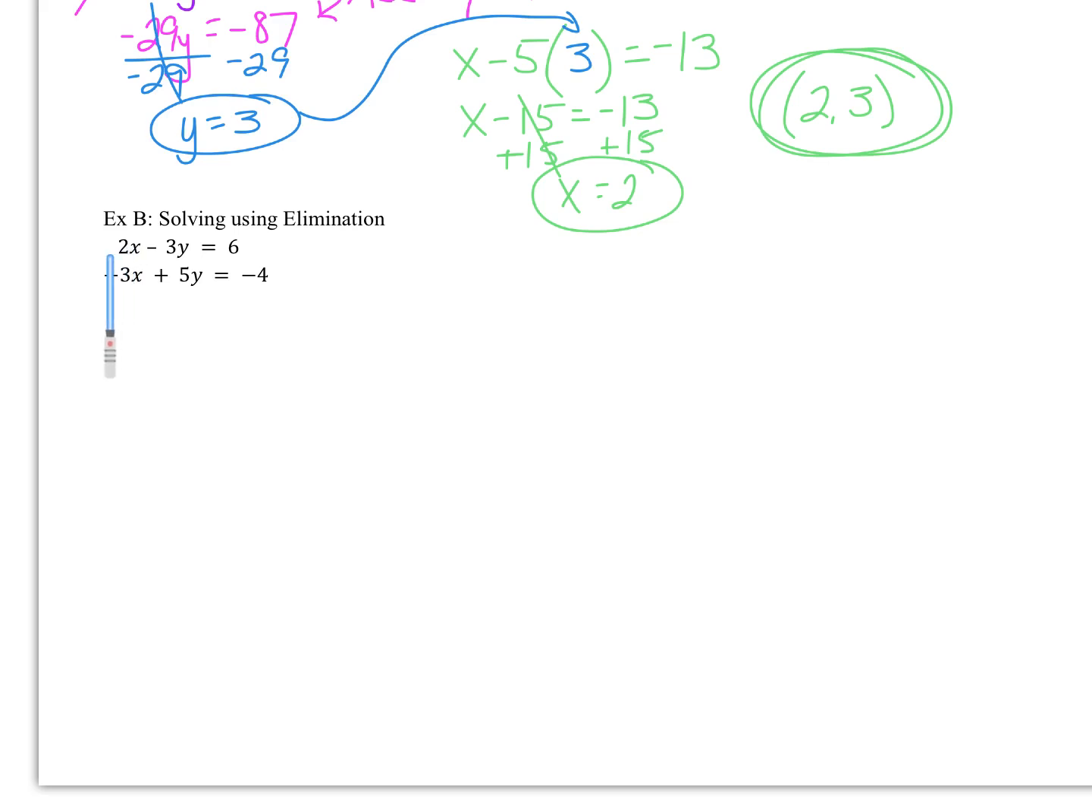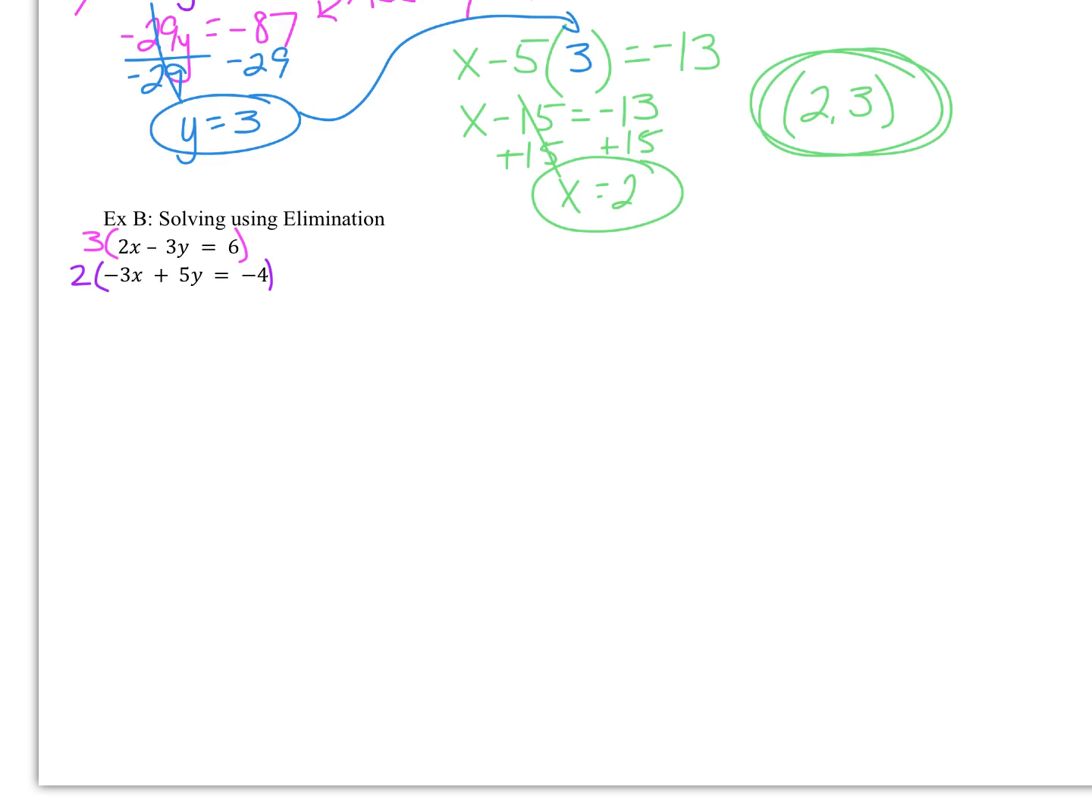Okay, so what am I going to multiply this top equation by to get a 6x right here? Yeah, we're going to multiply by 3. So this equation gets multiplied by 3. What am I going to multiply the bottom equation by? Good. So multiplying both equations like this is an A level.